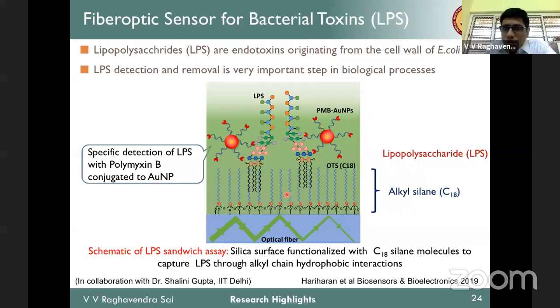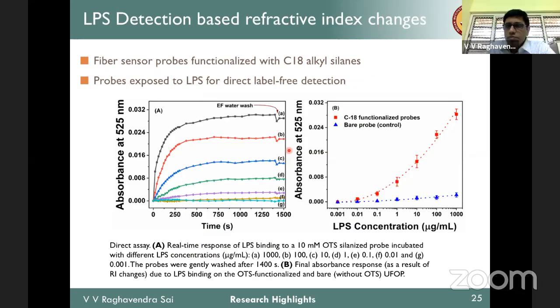You have a receptor based on hydrophobic interactions, and then your LPS looks like this, and then you have PMB, polymyxin B. It's an antibiotic, coated on top of a nanoparticle. PMB basically goes and binds to the core region of LPS. So you actually have a sandwich assay by which you will be able to detect LPS if present.